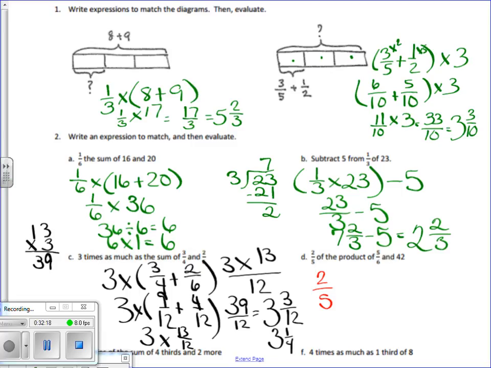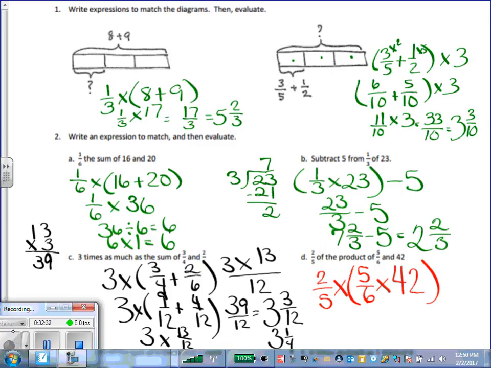2/5 of the product of 5, 6, and 42. I got it. 2/5 of the product of 5, 6, and 42. So of course you've got to do the parentheses before you do the outside.